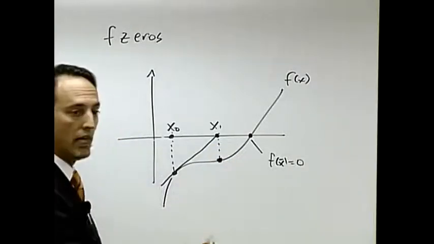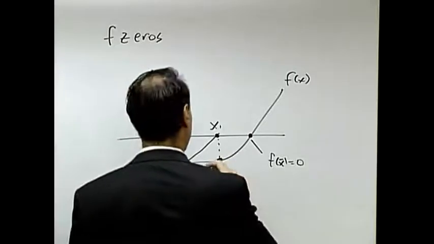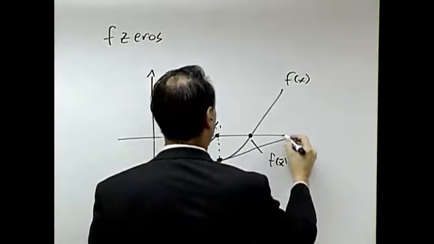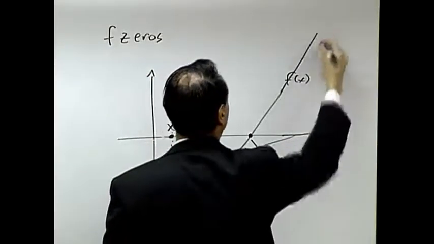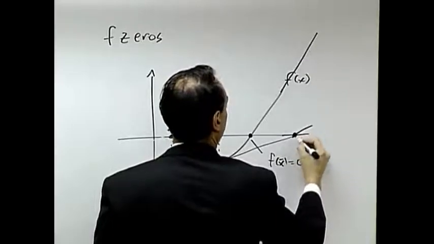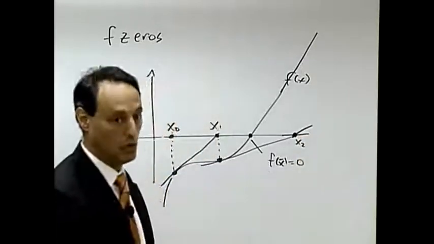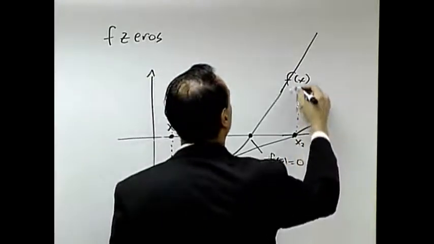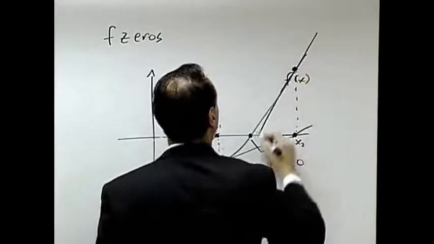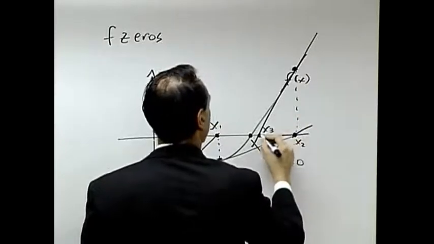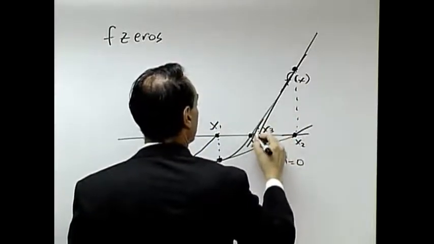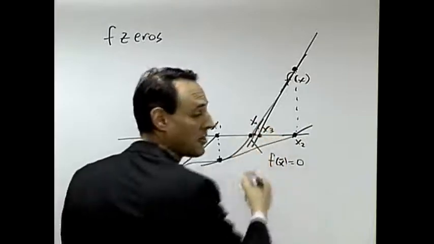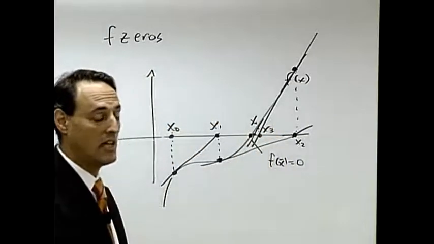All right, do it again. Take off on the tangent. There's x2. Is that the solution? No. Take off on the tangent. Take off on the tangent. You see what's happening there? And I keep going, and I converge to x bar.